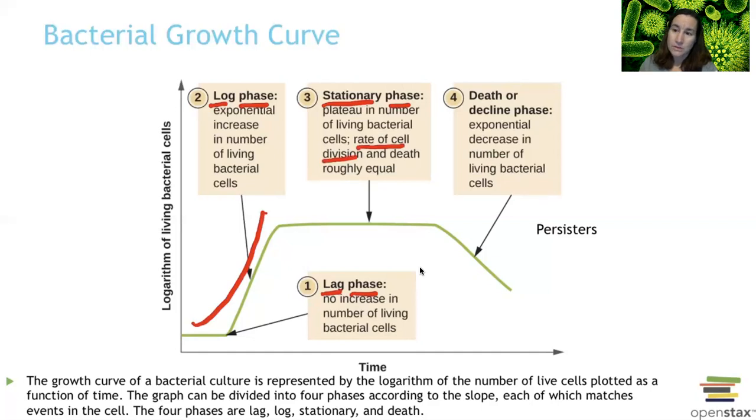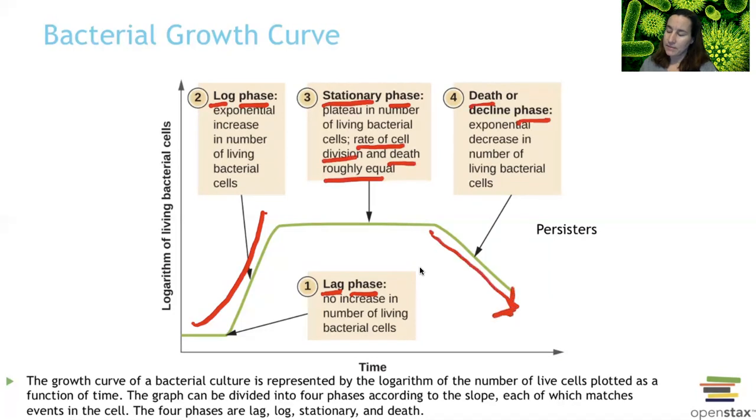So the rate of growth is going to equal the rate of death. And then we are going to move past that stationary plateau phase to the death phase, which is aptly named: the rates of cell death are going to be greater than the rates of cell growth. So the species is going to decline.